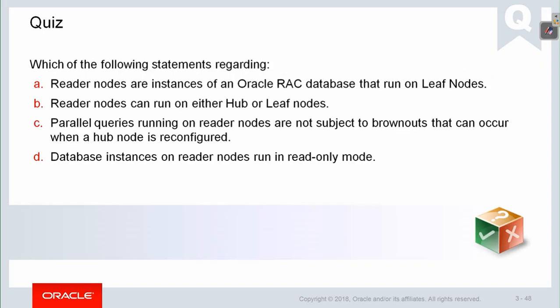And which of the following statements regarding reader nodes is true? Reader nodes are instances of an Oracle RAC database that run on leaf nodes. That is true. Reader nodes can run on either hub or leaf nodes. No, they cannot run on hub nodes. Parallel queries running on reader nodes are not subject to the blowout that can occur when a hub node is reconfigured. That is true. And database instances on reader nodes run in read-only mode. That is true.